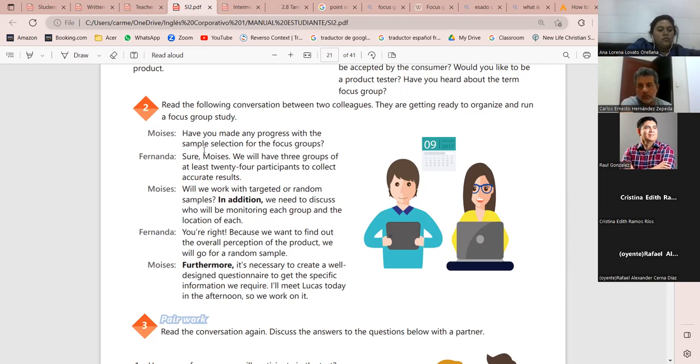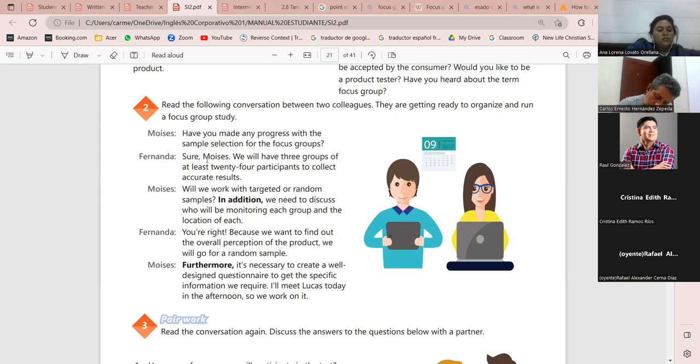Have you made any progress with the sample selection for the focus groups? Ah, entonces, ¿qué es lo que hay que hacer primero? A ver, en nuestra organización del grupo de enfoque. Sample selection, ¿verdad? Usted descarta todos los que no son objetos de estudio, ¿sí? A ver, descarta los sujetos que no entran dentro de mis categorías, ¿verdad? Porque mi muestra de mi producto es precisamente para tal mercado. Entonces, sample selection es buscar los sujetos que van a participar en el grupo, ¿sí? To look for them. Discard the people who don't fit in our categories.